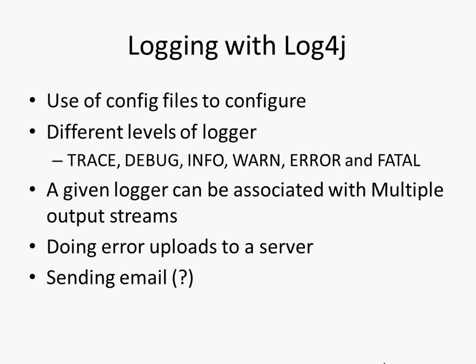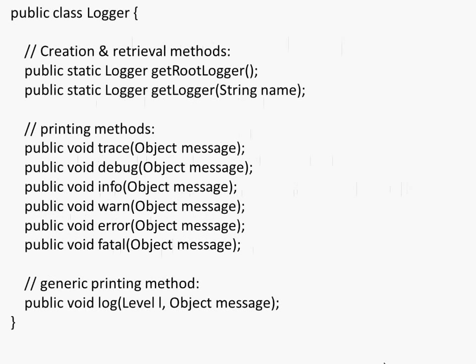And a given logger can be associated with multiple output streams, so it can output to several places, including email messages and so on. And it can upload errors to a server, for example, via HTTP connection. So if you build a model and you have people in Washington, D.C. running your model, when they encounter errors, it could upload the problem reports from them to you, which could allow you to better understand what was going on.